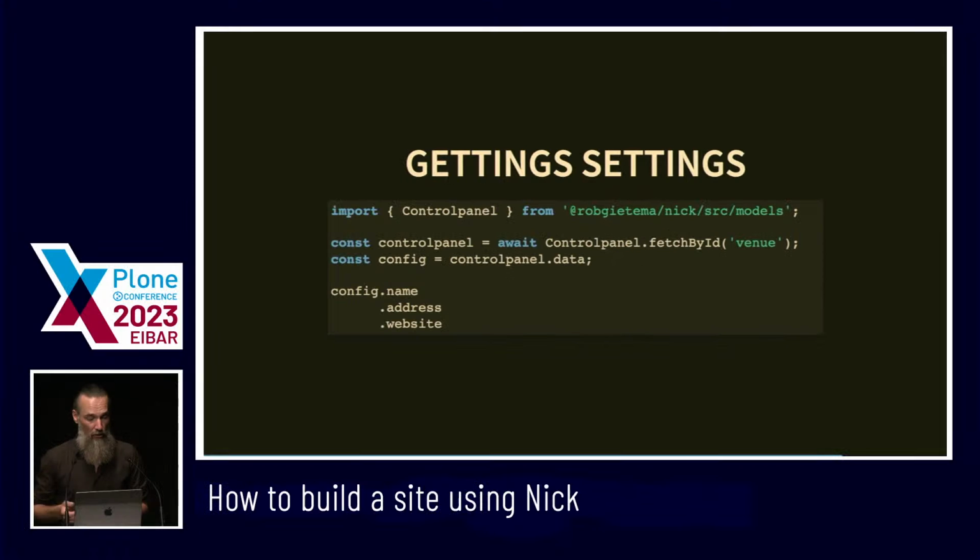And if you want to get those settings, there are some helper methods there to fetch the control panel, and then you have the config object, which will contain the name, the address, and the website, or any other fields which you defined in your control panel.